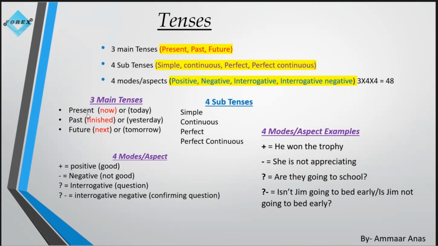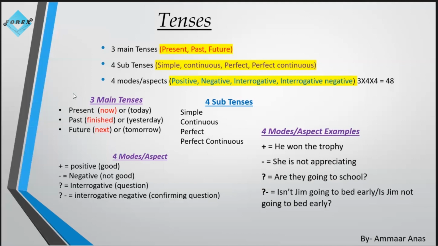The first one is present. What is the meaning of present? It could be now or today. What is the meaning of past? It could be something finished in the past, like yesterday, a minute ago, an hour ago, or 5 days ago, which has happened already. Future means next, which is upcoming, like which is going to come, which is tomorrow or the next minute or the next hour. Anything which will be coming in the future.